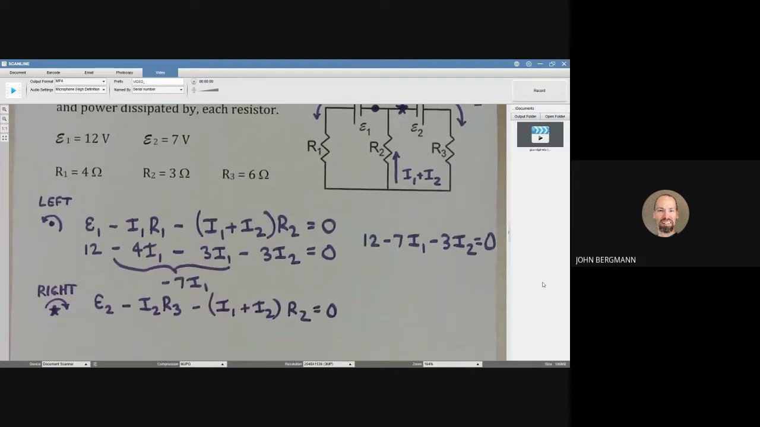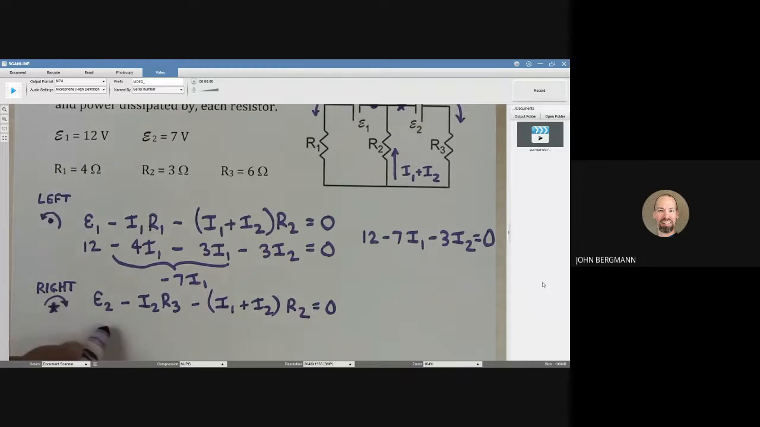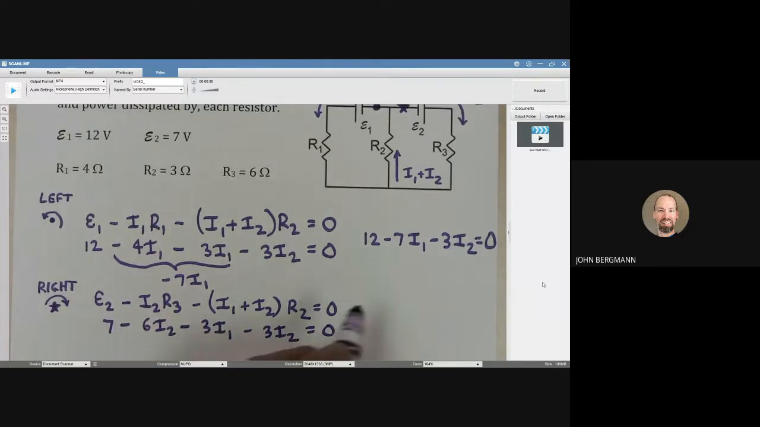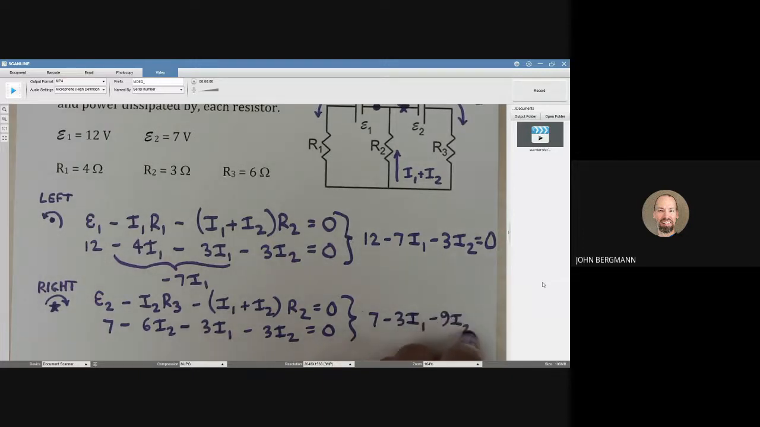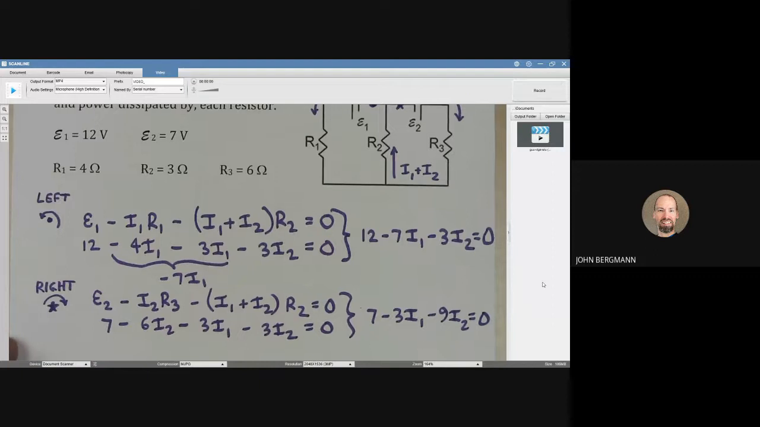If we put those numbers in there, I'm getting that this is 7 minus 6I2 minus 3I1 minus 3I2 equals 0. If we combine that, our second loop equation then is going to be 7, and I'm going to put the I1 first, minus 3I1 minus 9I2, and that's going to equal 0. Those are our two equations, and what we're going to do now is use our graphing calculator to help us solve those.